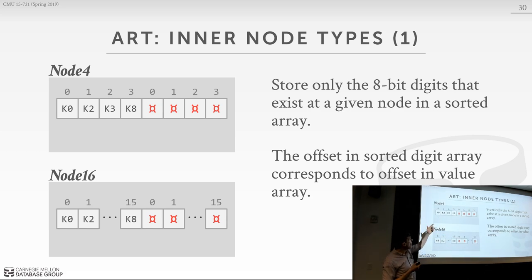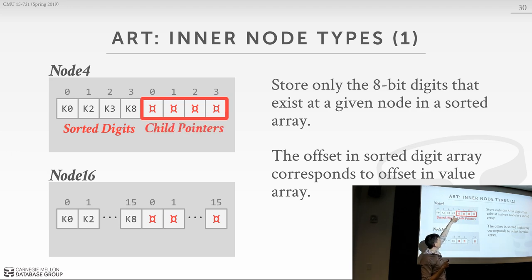With Node4, we can have at most four values. This is just an array of the sorted digits, and then we have the child pointers. In the case of ART, they're not using the fat pointers that Judy arrays do. These are just 64-bit pointers to our children. The offset of our key in the sorted digit array corresponds to the offset of the child pointer.